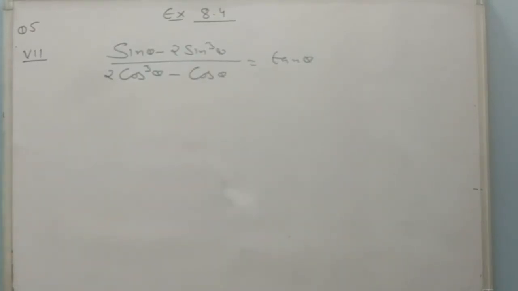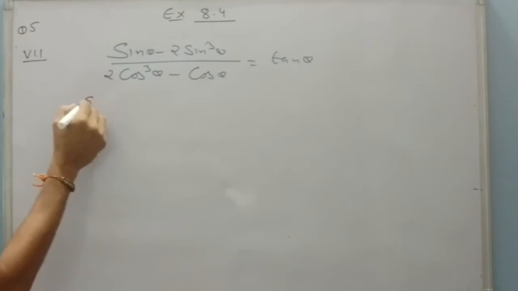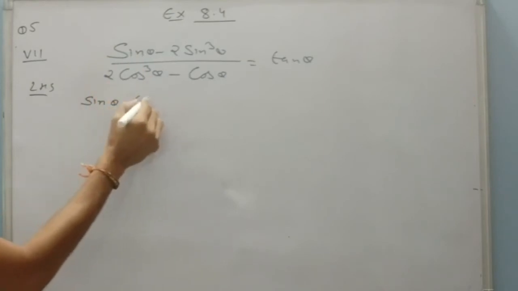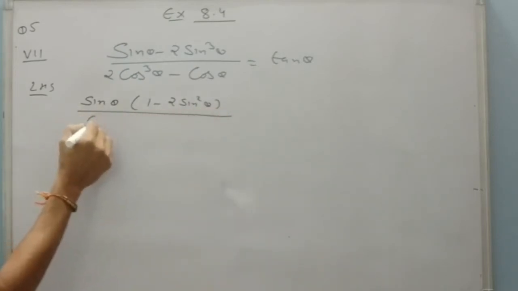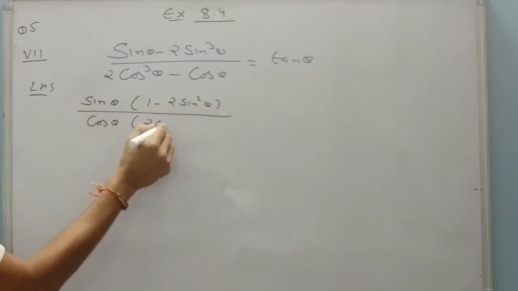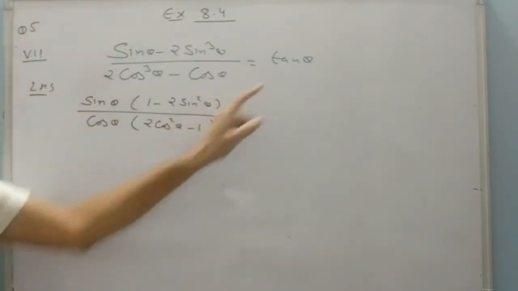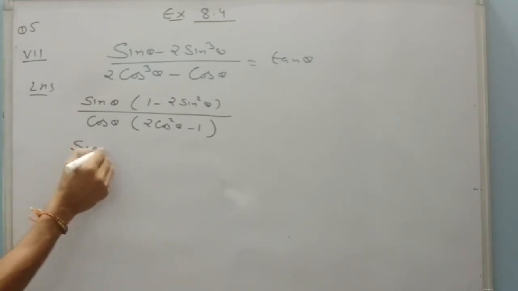Now the seventh part. We have to prove that it is equal to tan theta. You don't know the formula of sine cube or cos cube, but in the numerator we can see sine theta is common. In the left hand side I take sine theta from the numerator, it is 1 minus 2 sine square theta. Similarly, in the denominator cos theta is common, it is 2 cos square theta minus 1. Now I need tan theta in the RHS, and sine upon cos makes the tan. It means this part should be cancelled out. For this, I just use the simple method.